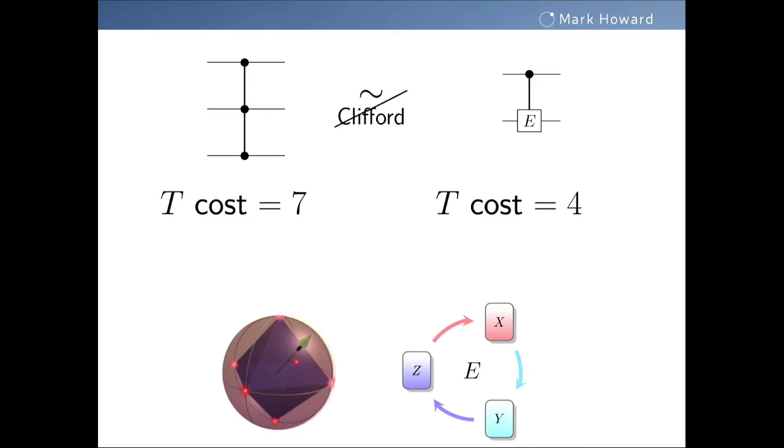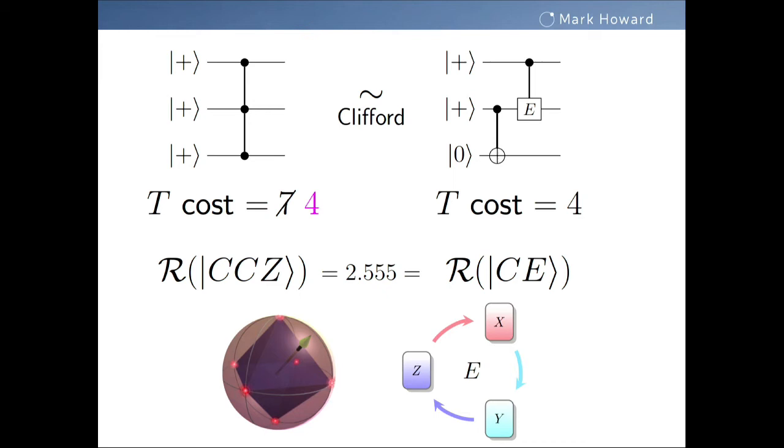But anyway, these two things obviously aren't Clifford equivalent because they have different T costs. But you can create the resource state. So this is effectively the Jamiolkowski state associated with the control E operation here. These two things are Clifford equivalent. And this is kind of even a bit more surprising than the other ones because this one isn't in the third level of the Clifford hierarchy.